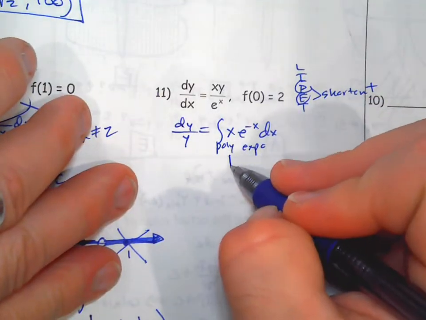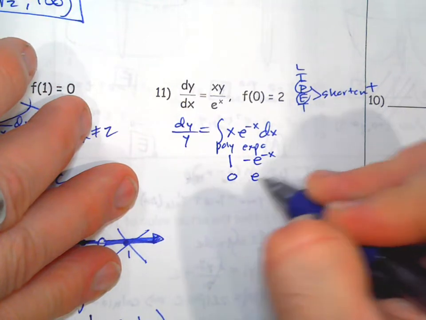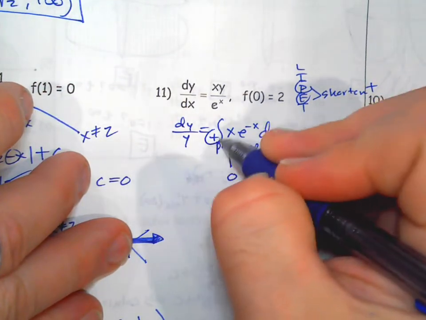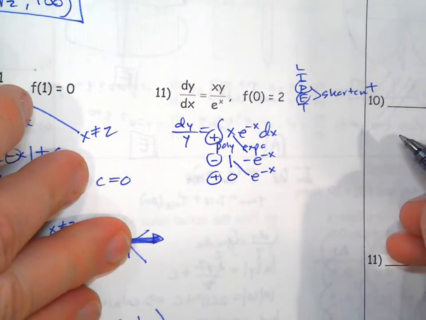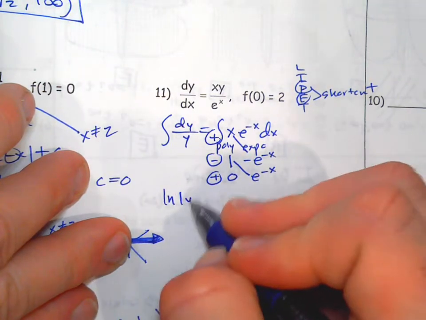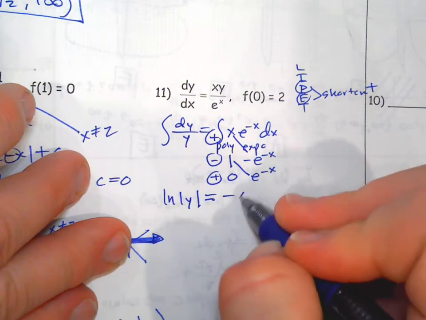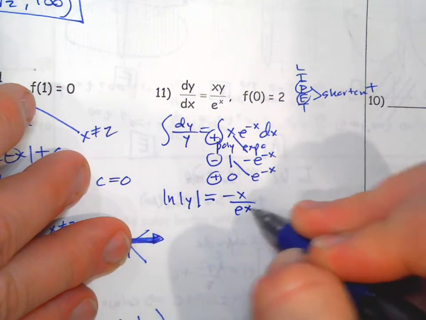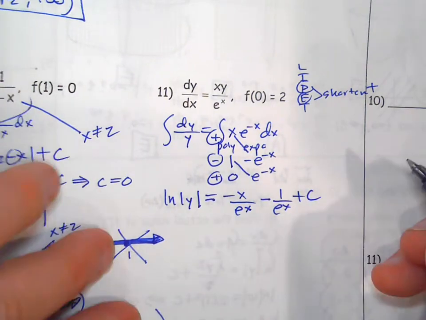So derivative of x is 1, derivative of 1 is 0, negative e to the negative x, e to the negative x antiderivatives. Positive, negative, positive, multiply through by diagonals. So it's going to be natural log of the absolute value of y equals negative x over e to the x minus 1 over e to the x plus c.